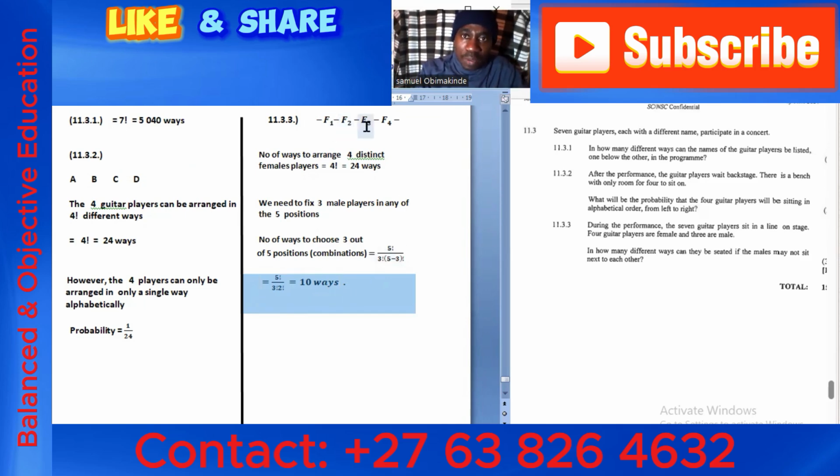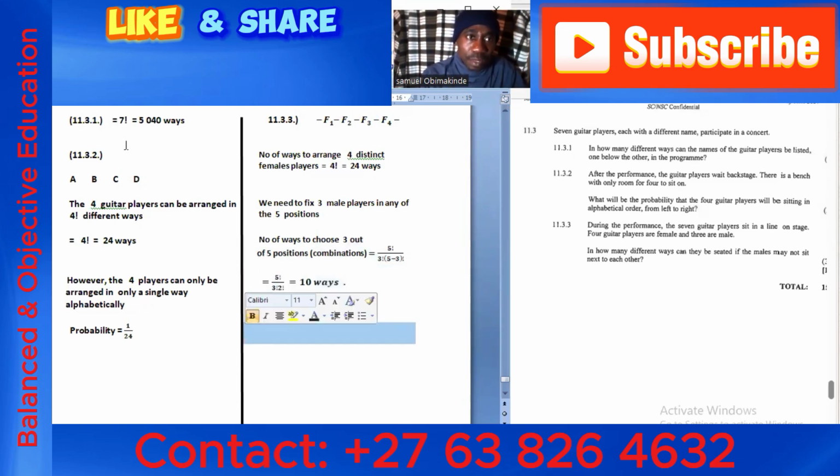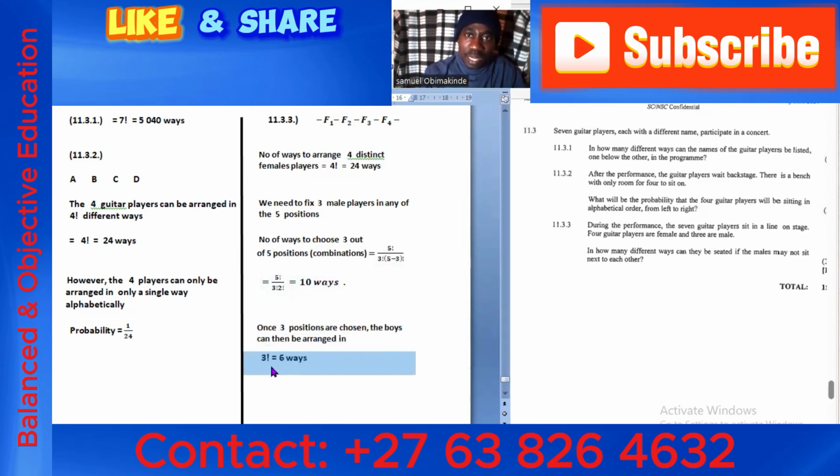Now, once you have arranged the 3 males in 10 possible ways, here in these 5 spaces that are open, then you will have to look for a way. It's also possible for you to arrange those 3 males after you have chosen the 3 positions from these 5 positions. It's also possible for you to arrange those 3 males in 3 factorial ways. So that is what we see here. So you arrange them in 3 factorial ways, and 3 factorial will be 3 times 2 times 1. That will be 6 ways.